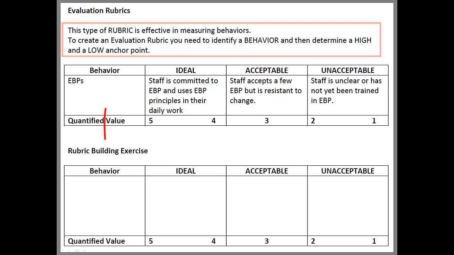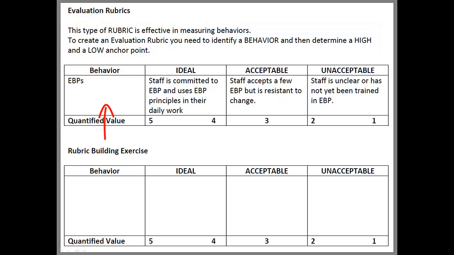So here's the behavior: use of evidence-based practices. The ideal: the staff is committed to evidence-based and uses it in their daily work. So when you walk through those 8 evidence-based practices and you talked with your staff about how they're actually impacting their daily work, they should have been able to tell you this is working really well and this is how we're using it every day.